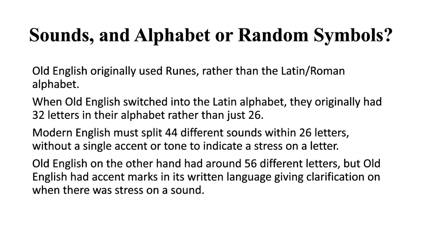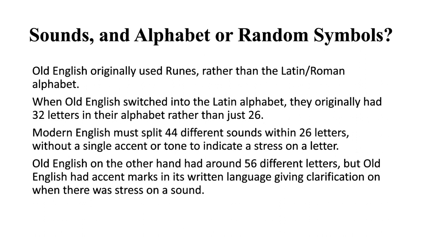Now, modern English must split 34 different sounds within 26 different letters, without a single accent, tone, or any other symbol to indicate stress on a letter. And now Old English, on the other hand, has around 56 different sounds, and those 56 different sounds had to be split into 32 different letters. Now, that's basically the exact same thing as English, but in this case, Old English had stress marks and accents and everything like that to indicate stress.